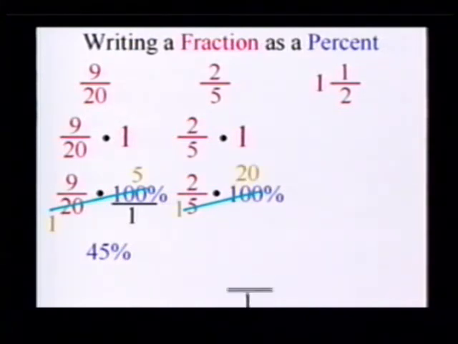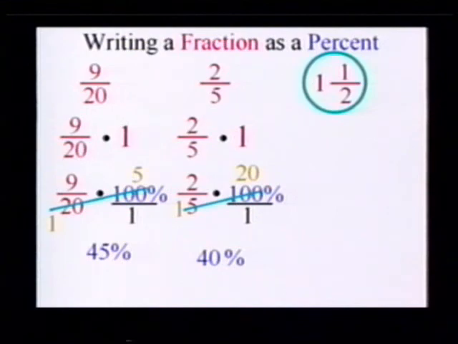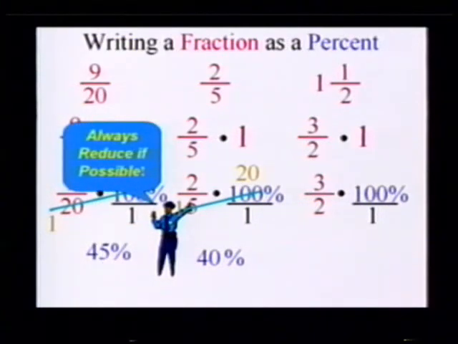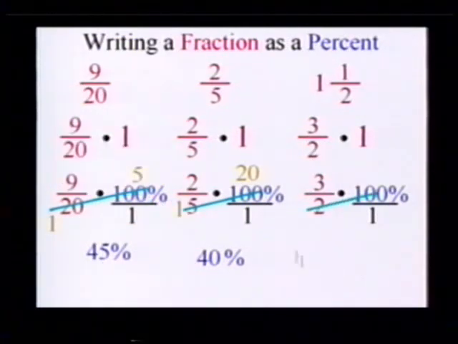Dividing both by 5. And I got myself... yes. Okay, remember, writing a fraction as a percent, just multiply by 1. Now this one isn't a fraction, it's a mixed number, so I'll have to make it into a fraction. 1 times 2 plus 1, 3/2. Now I can multiply it by 100%. Cancel. Reduce. 2 into both. And I got myself, believe it or not, 1.5 is 150%.